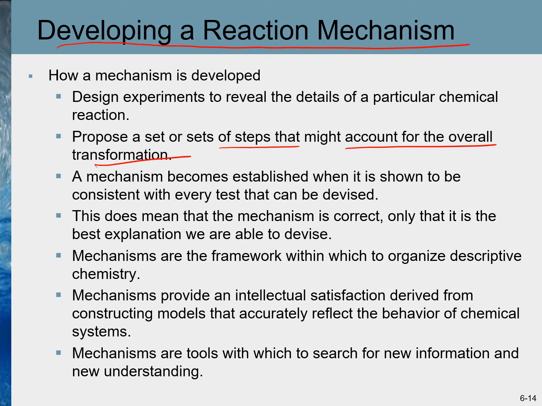A mechanism becomes established by excluding reasonable alternatives and by showing that it is consistent with every test that can be devised. This, of course, does not mean that a generally accepted mechanism is a completely accurate description of the chemical event. It only means that it is the best mechanism we have been able to devise. It's important to keep in mind that as new experimental evidence is obtained, it may be necessary to modify a generally accepted mechanism.